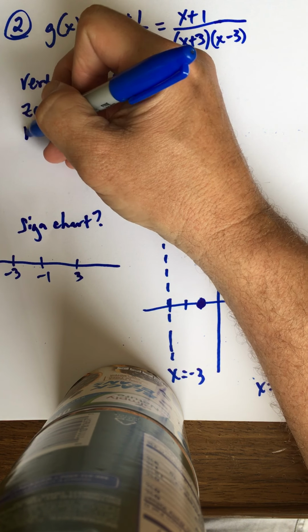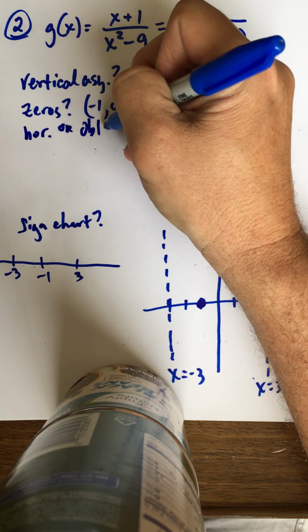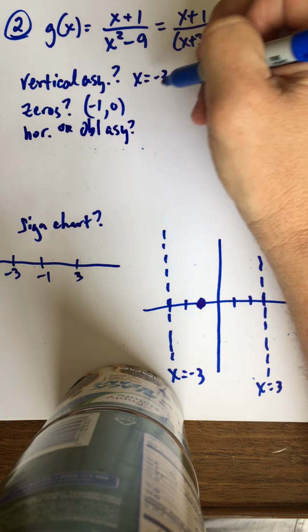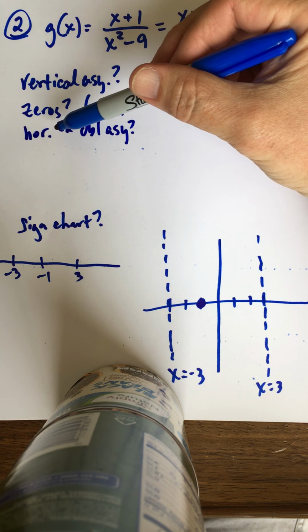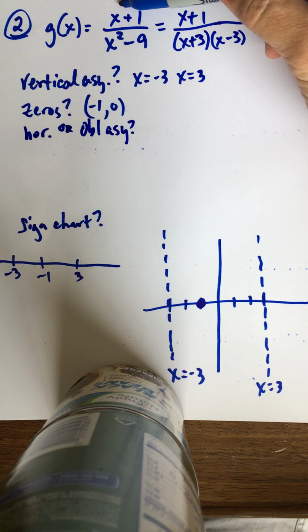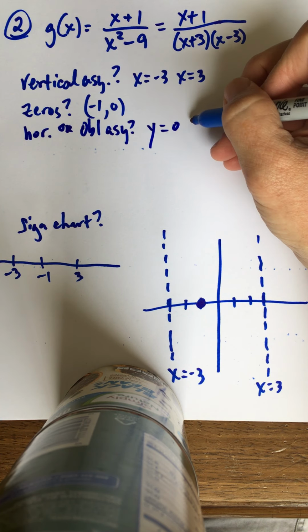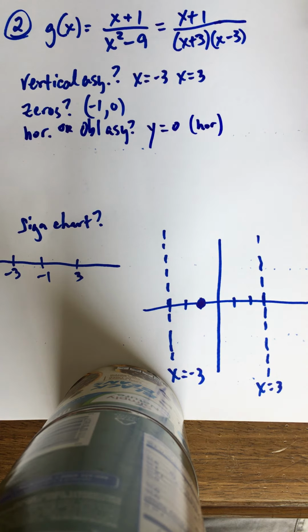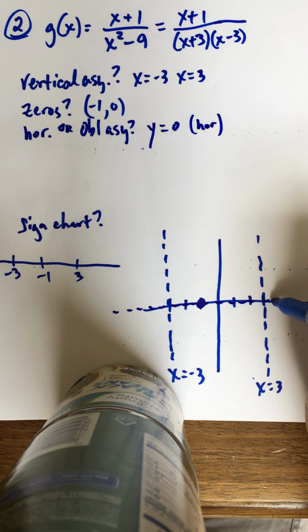Let's finish this up. So are there any horizontal or oblique asymptotes? What's the rule for horizontal asymptotes? Horizontal asymptote says if the exponent on bottom is bigger than the one on top, which is the case here. I got a 2 on bottom and only a 1 on top. It says your horizontal asymptote is y equals 0. So at y equals 0, which is that axis, there's going to be an asymptote.